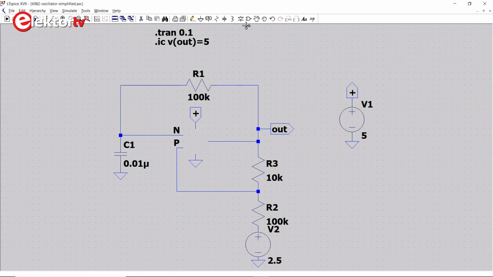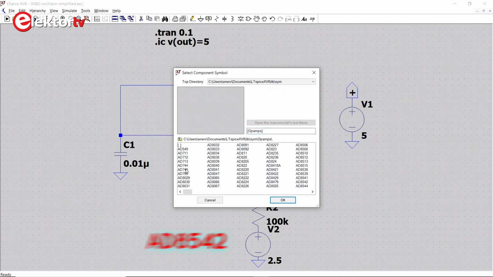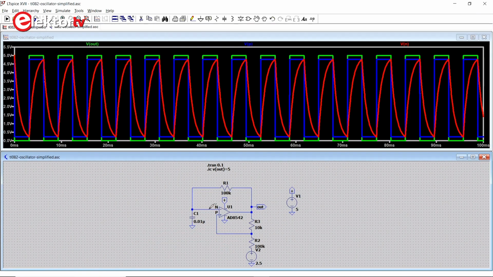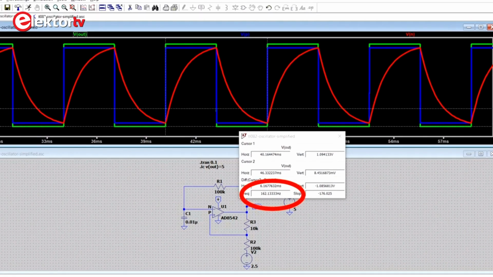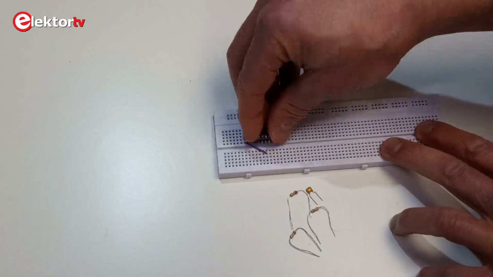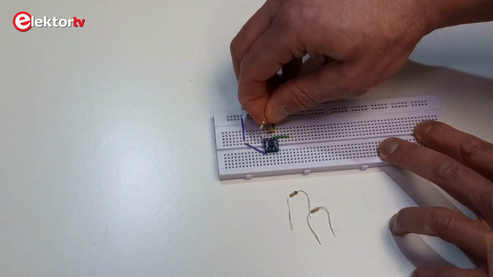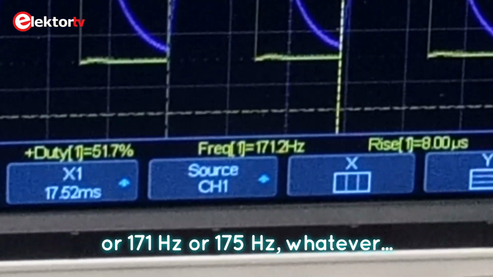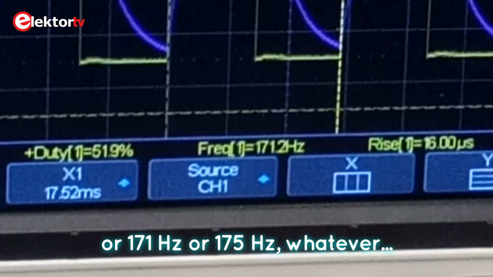I replaced the TL082 by an AD8542, which I happen to have in my stock, and that's also part of the LTSpice library. Running the simulation now shows an output frequency of 162 Hz. After building the circuit on a breadboard and then measuring the output frequency with an oscilloscope, I found 176 Hz, which is quite close to the simulated value. So now comes the interesting part. As I said earlier, the oscillator frequency is determined by two parameters.